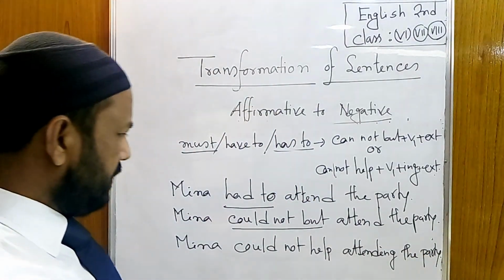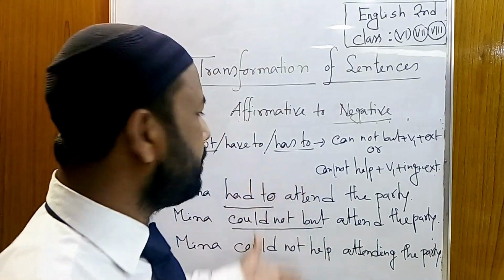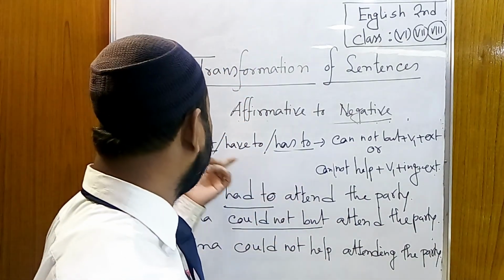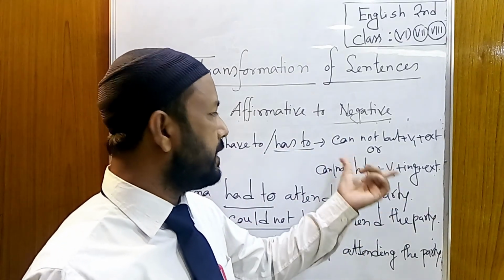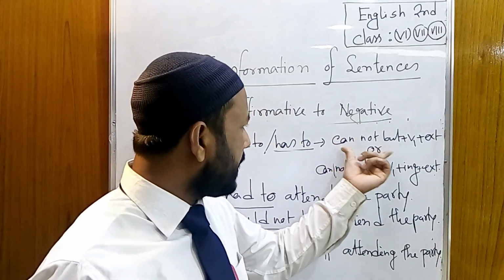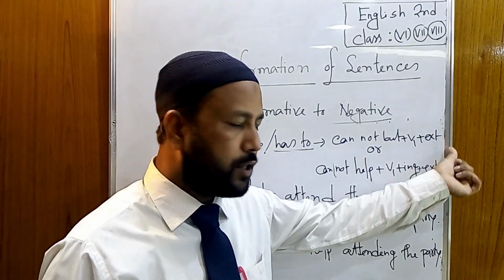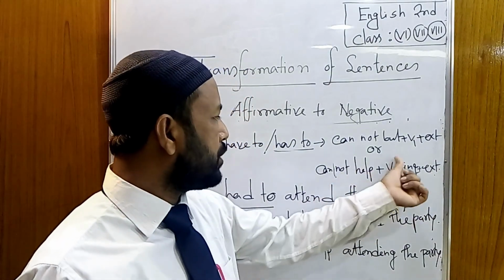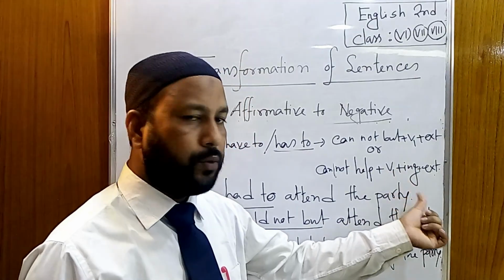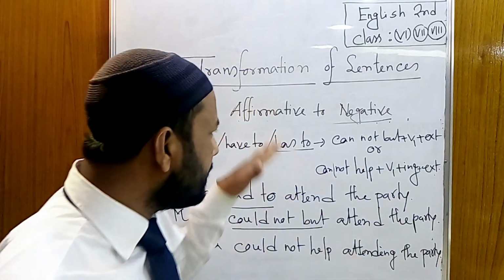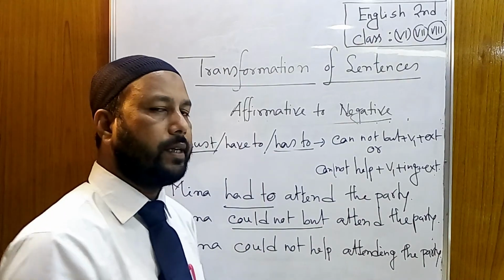Okay, my dear students, I hope you understand the rules easily. I just repeat the rules once again. If you see must, have to, has to in an affirmative sentence, you have to convert the sentence into negative using cannot but, V1, that means base form of verb plus extension, or cannot help, base form of verb, and you have to also add ing with the verb and extension. This is the process. You can easily convert it into a negative sentence.